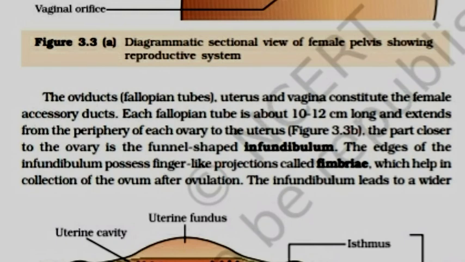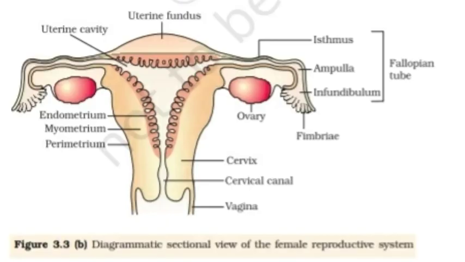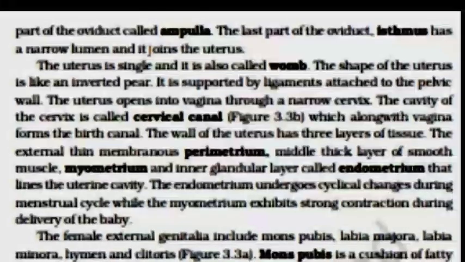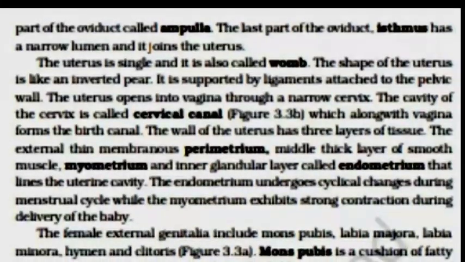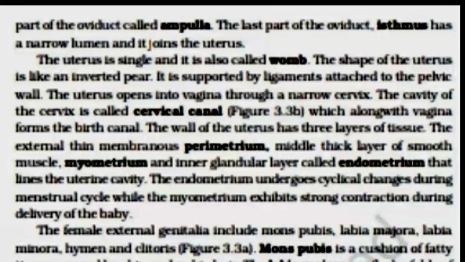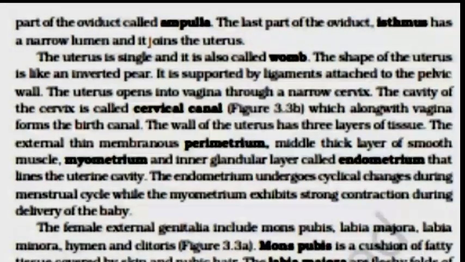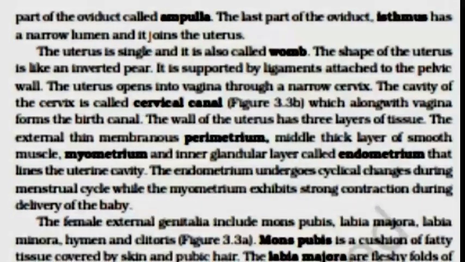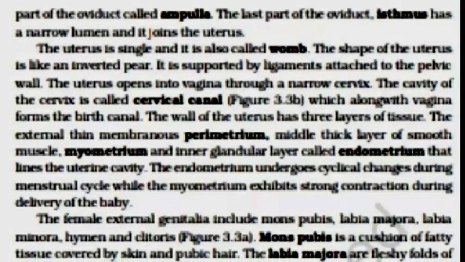The infundibulum leads to a wider part of the oviduct called ampulla. The last part of the oviduct, isthmus, has a narrow lumen and it joins the uterus. The uterus is single and it is also called womb.